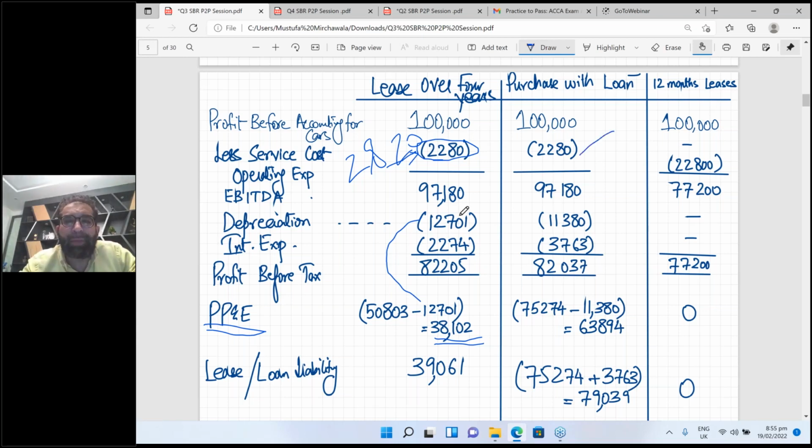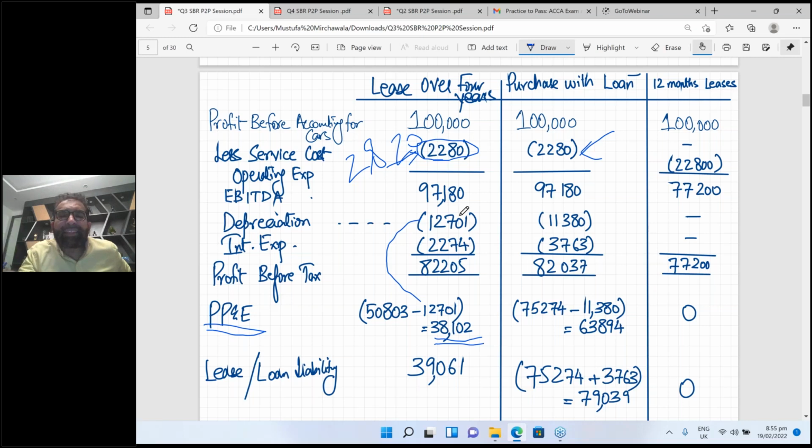Again, this number is wrong, written by me. This is 2820. First of all, you have to deduct the service charge because it's a pure operating expense. Once you deduct this operating expense, then you will get the EBITDA. See, this 97180 is EBITDA, earnings before interest, tax and depreciation.